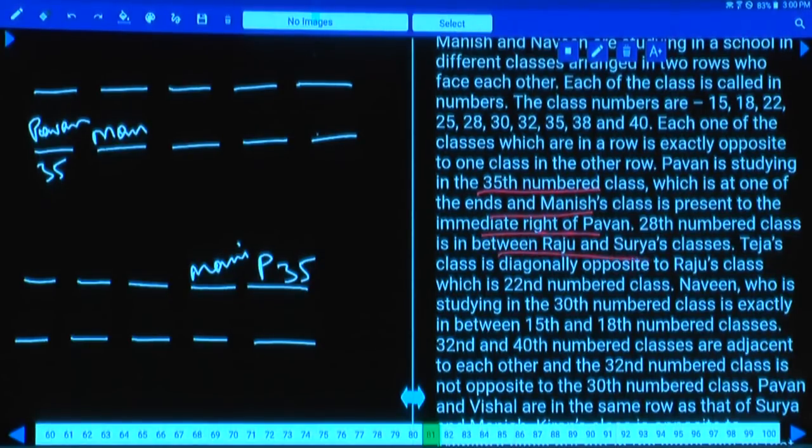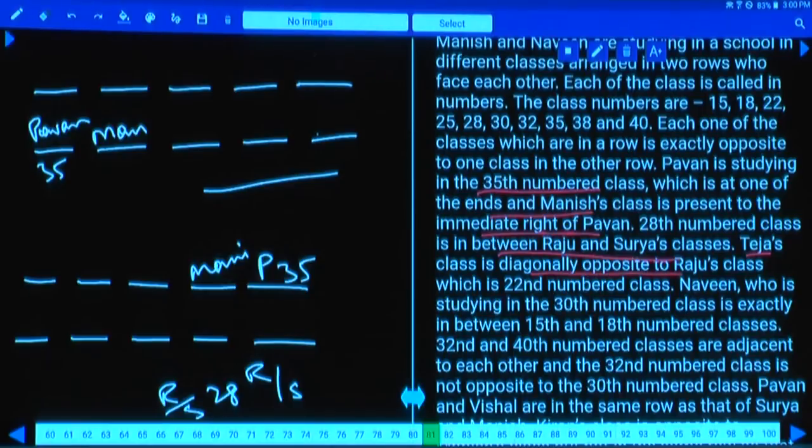28th number class is in between Raju and Surya. 28 is in between whom? Raju and Surya, and 28 is in between Raju and Surya in any order. Now Raju, Surya, 28 can be here or can be in this one. Hence we have n number of possibilities. We cannot write down.